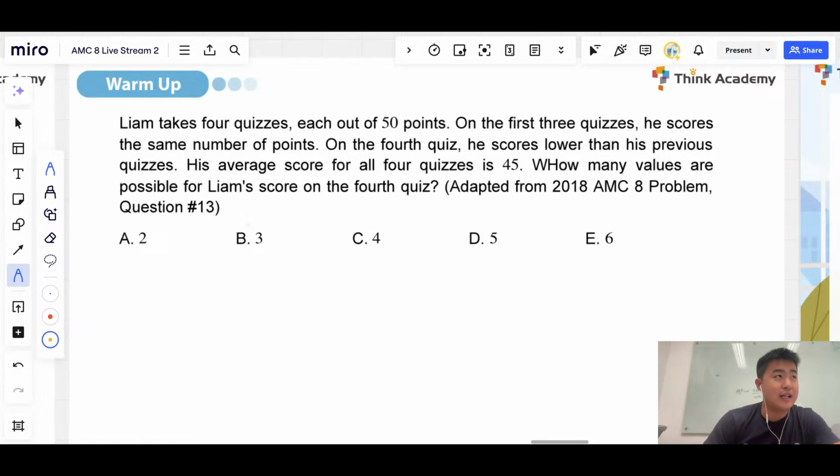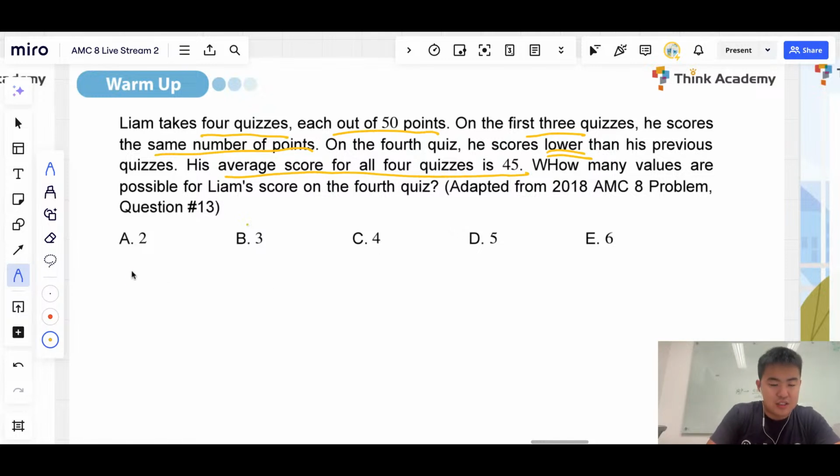First, let's highlight the key information. The first one is we have 4 quizzes, okay? Each is out of 50 points. And on the first 3 quizzes, we got the same number of points. On the fourth quiz, he scores lower. And the average for all 4 quizzes is 45.